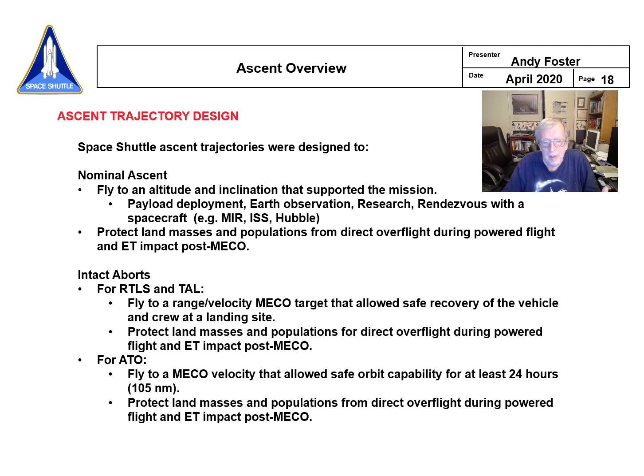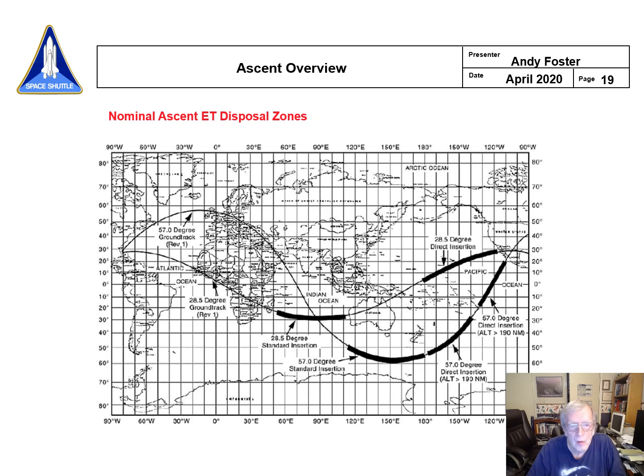For abort to orbit, you flew to a trajectory that gave you at least a 105 nautical mile circular orbit because that was considered safe for 24 hours. But again, the targets that we flew to were designed to protect land masses and populations from direct overflight and from ET impact. Lots of things could influence that: MECO velocities, whether you did an OMS dump or not, that kind of thing. They're all cranked into it.